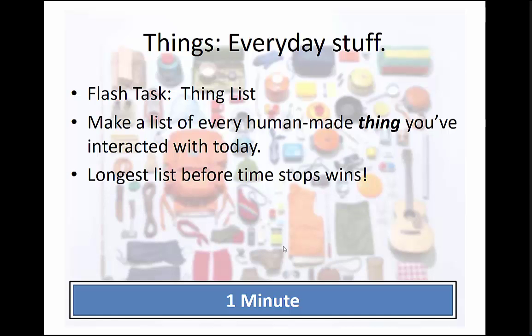The longest list before time stops wins, and what they win is respect. There's always somebody that asks. But after the time expires, ask them to count up their items and find out who has the longest list, and have that person list them off. Then start a little quick conversation about things that might have been surprising.